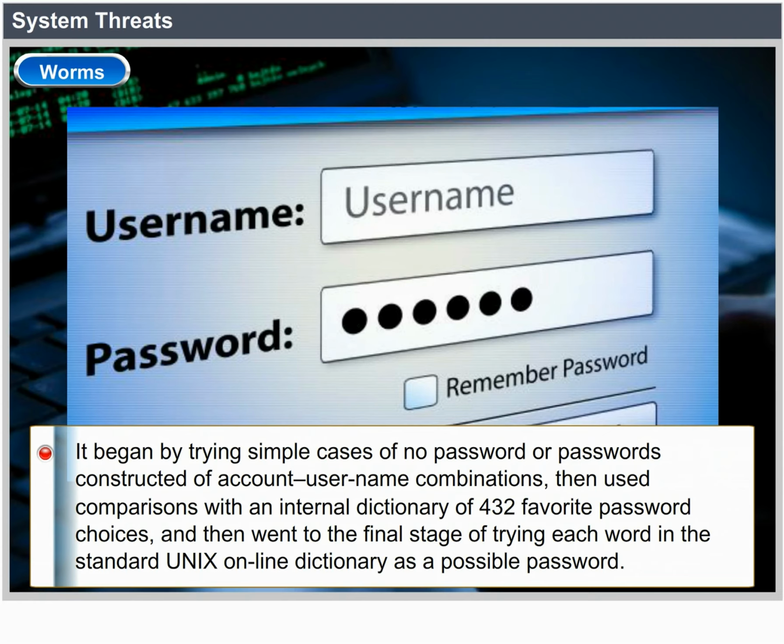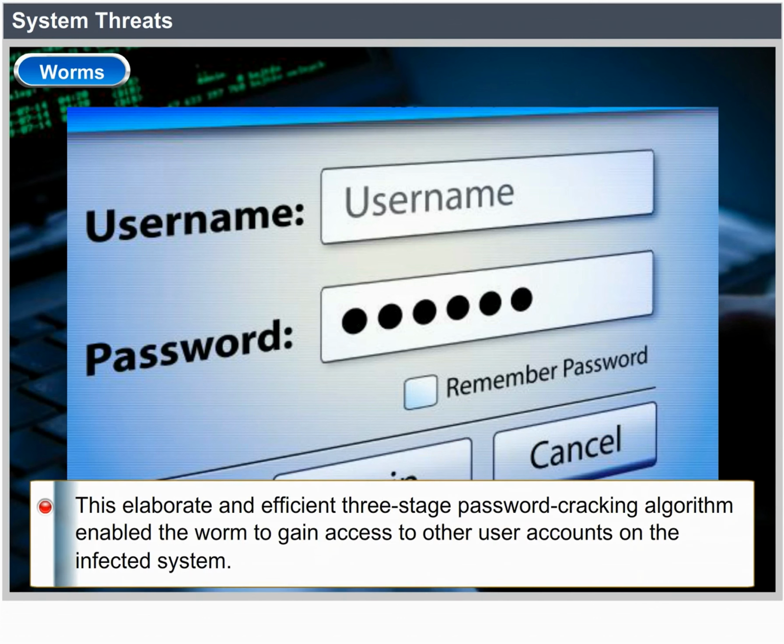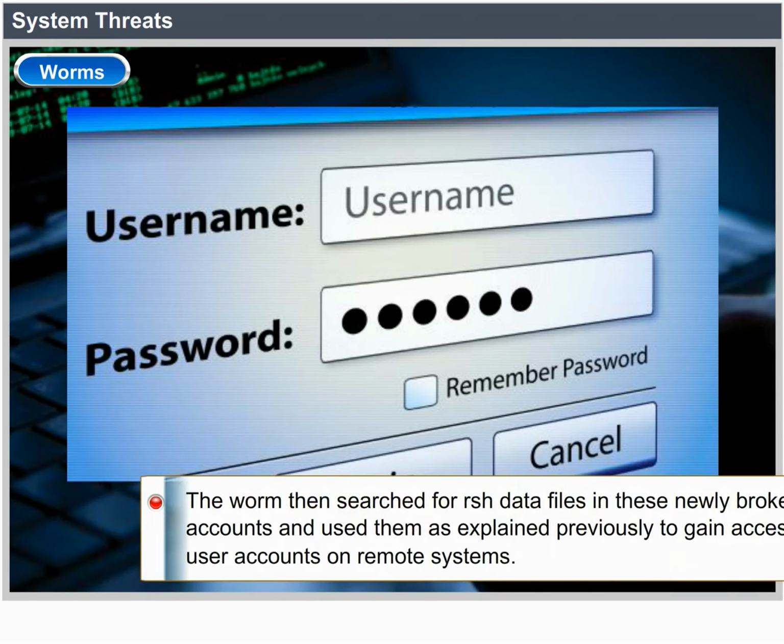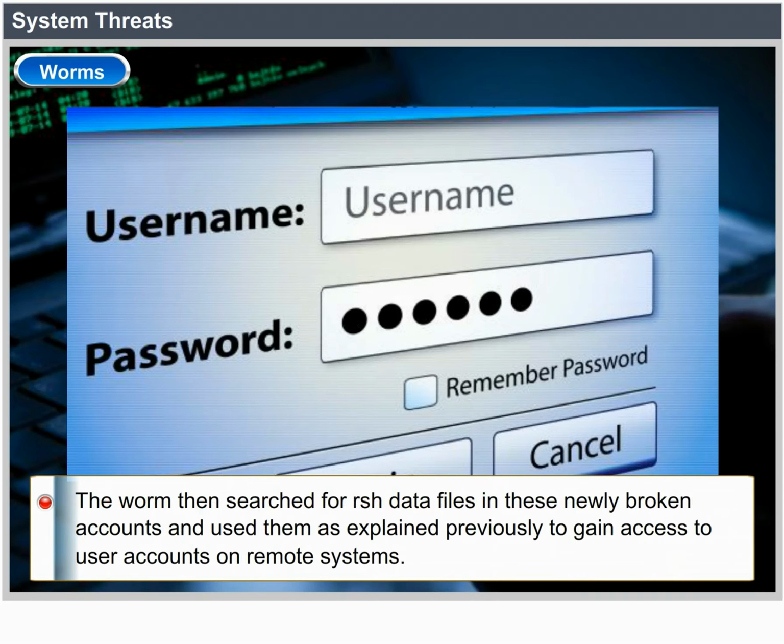This elaborate and efficient 3-stage password cracking algorithm enabled the worm to gain access to other user accounts on the infected system. The worm then searched for remote shell data files in these newly broken accounts and used them as described previously to gain access to user accounts on remote systems.